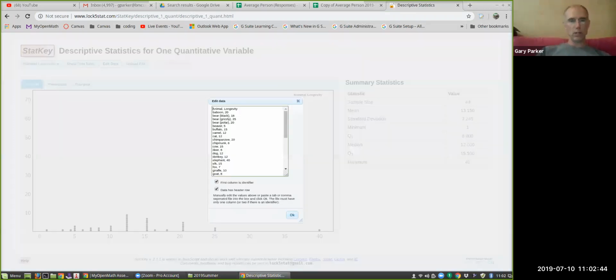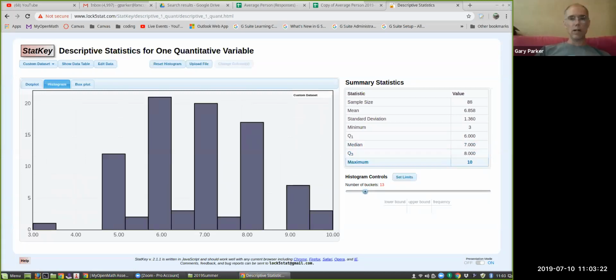Oh, there it goes. I got a bunch of blank cells for some reason. Probably won't matter, but all right. Let's see, I do have an identifier column and I have a header row. So okay. So histogram, play around with the number of buckets here. StatKey calculates the summary statistics for me.